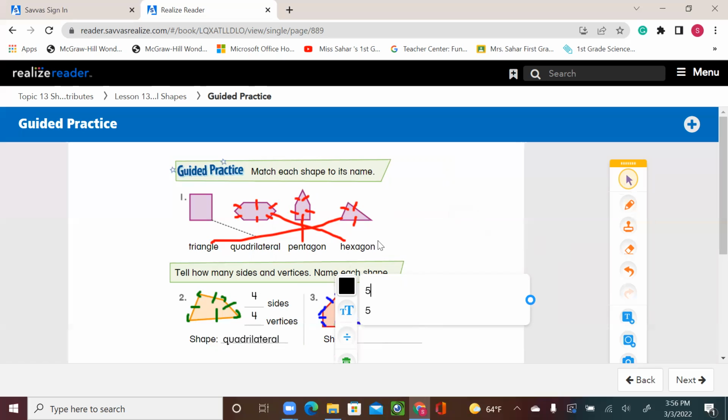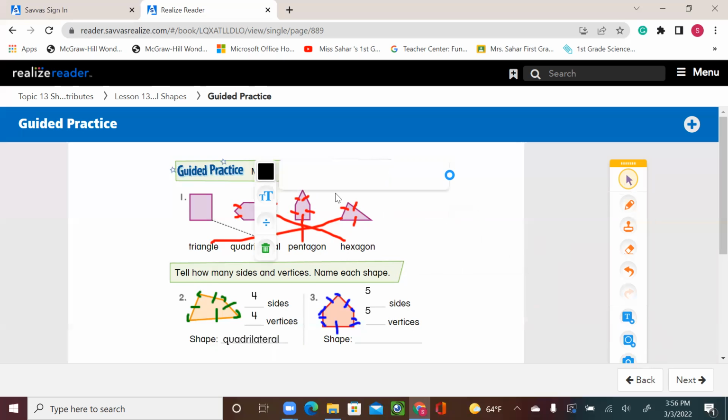I know 5 and 5, that's pentagon. So let's write pentagon. Then put it here. Right? So that was our lesson for today, learning names of different shapes.